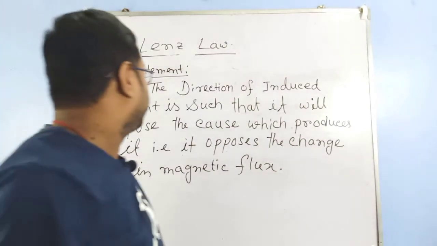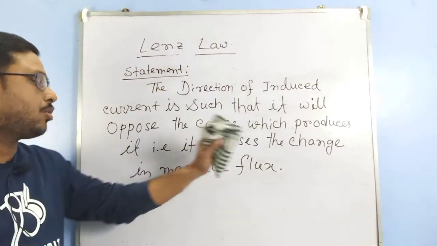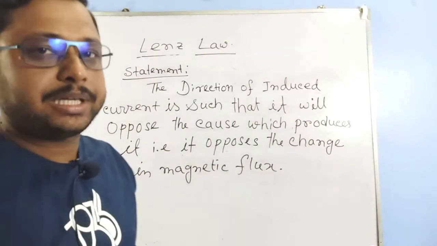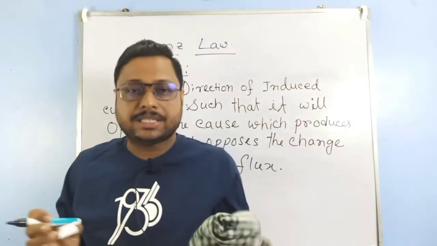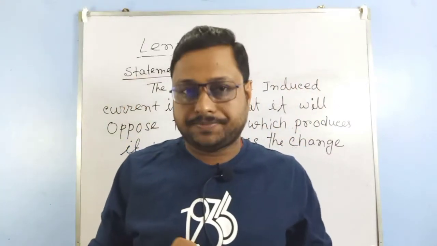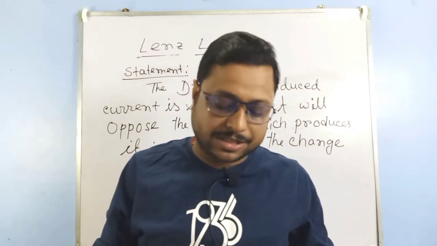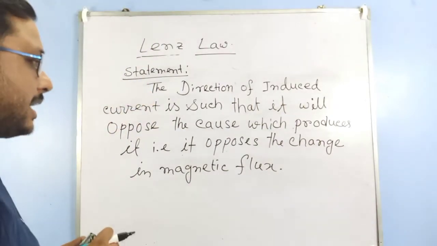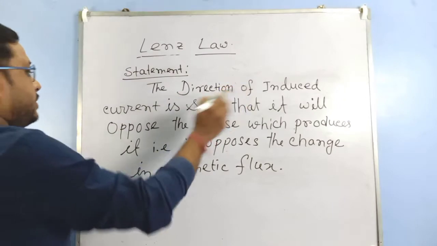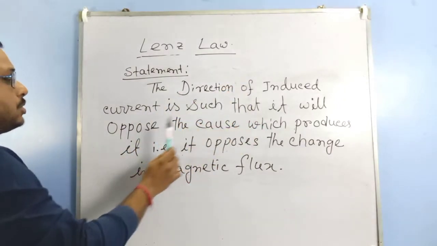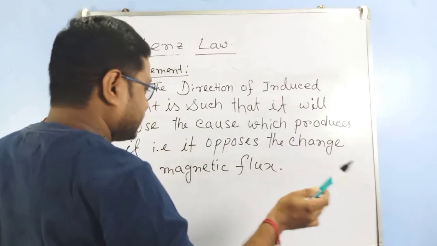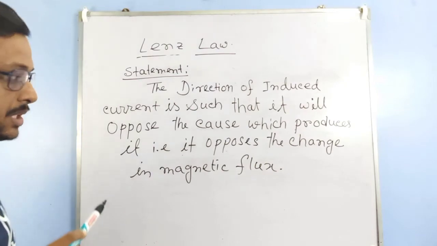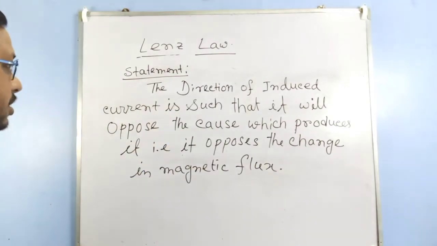The direction of induced current is such that it will oppose the cause which produces it. Which cause produces the induced current? Change of magnetic flux. If there is a change in magnetic flux, then only an EMF as well as current will be induced. Otherwise, no current will be induced in the circuit or coil. So the direction of induced current is such that it will oppose the cause which produces it, that is, the change of flux. That is, it opposes the change in magnetic flux. So this is the statement of Lenz's law.